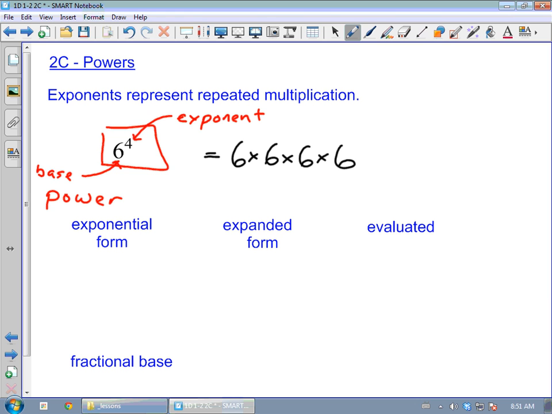So we call this thing here a power of 6, because our base is 6. So if we had something like x with the exponent 4, this would be x to the power of 4. This would be a power of x.